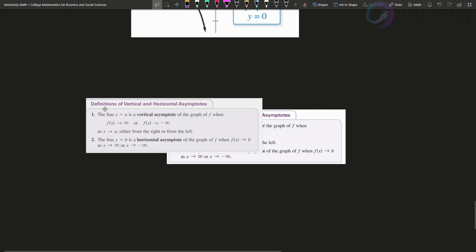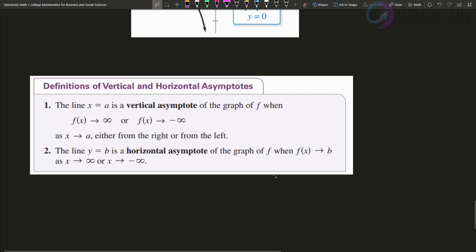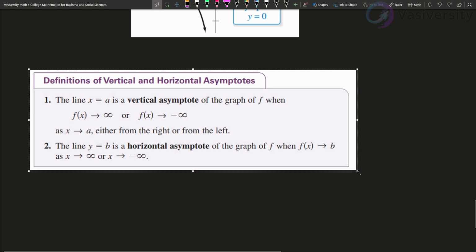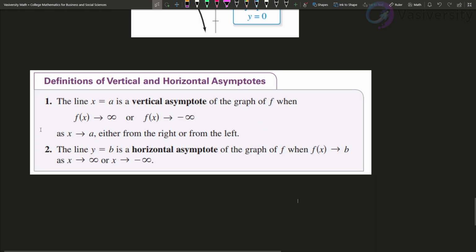And here it is. So if the line x equals a is a vertical asymptote of the graph, then we have that f of x approaches infinity or negative infinity as x approaches a, either from the right or from the left. And the line y equals b is a horizontal asymptote of the graph of f when f of x approaches b as x approaches infinity or negative infinity.